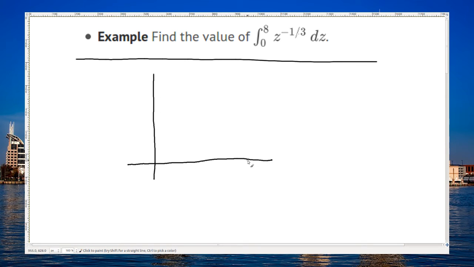We don't have to draw a picture, of course, but again, here's the z-axis and here's the y-axis, and we're graphing y is equal to, I could write that as 1 over the cube root of z. That's the same thing, right? And this, again, looks very similar to the pictures we've been drawing. But what I want is the area from 0 to 8. And let me draw that, fill that in with a different color maybe. So I want to know what this area is.